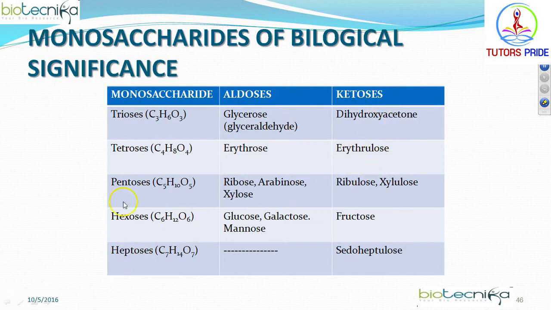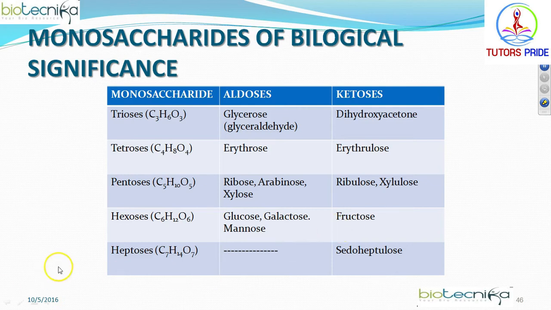And in pentose form, if it is aldose, then ribose, arabinose, xylose. And if it is in ketose form, then it will be ribulose. What is the difference we are getting? Erythrose, erythrulose, ribose, ribulose, xylose, xylulose. So a question will come: xylulose is which form of carbohydrate, aldose or ketose? It will be ketose, xylulose.